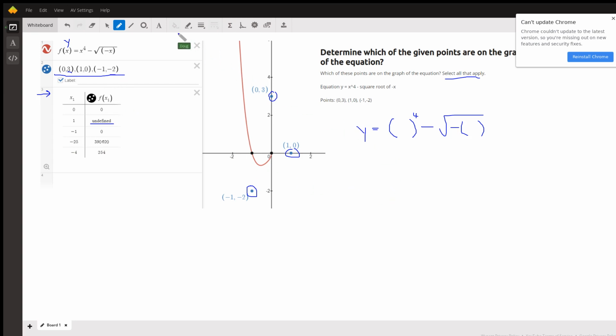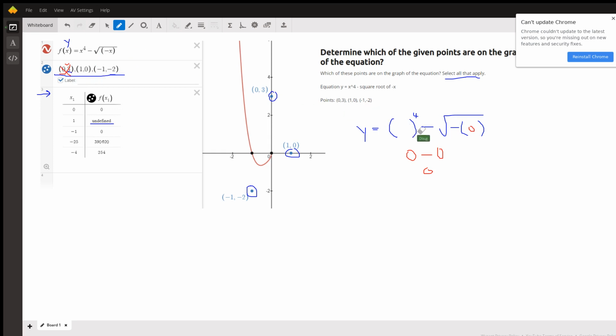Now, if you want to do it manually, set up a template like this, and let's put in the x values and see what the corresponding y values are. When x is 0, what do we get? Well, we get 0 to the fourth is 0. The opposite of 0 is 0. The square root of 0 is 0. 0 minus 0 is 0. So that doesn't match the 3. That point is not on the graph.